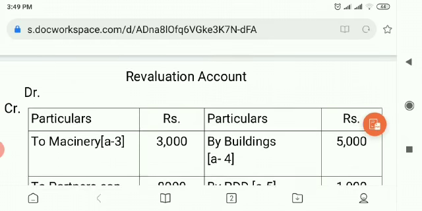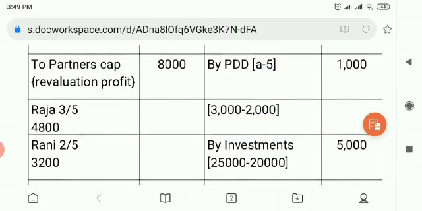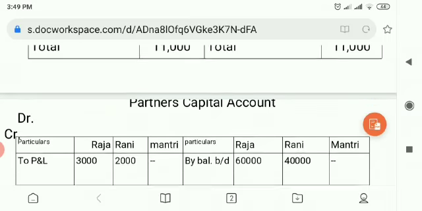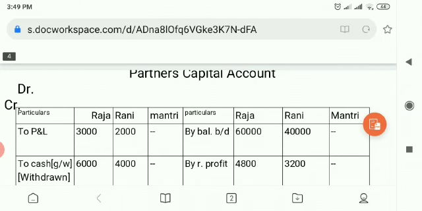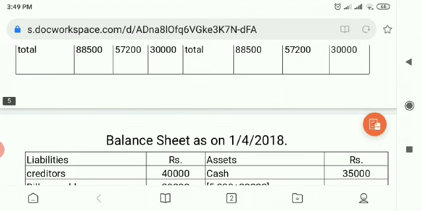Now students, draw the revaluation account, write debit credit and leave 8 lines. Next, draw the partners' capital account, leave 10 lines, write Dr and Cr. Next, draw the balance sheet, write at the top balance sheet as on 1/4/2018. For the balance sheet, do not write debit and credit because it is not an account.